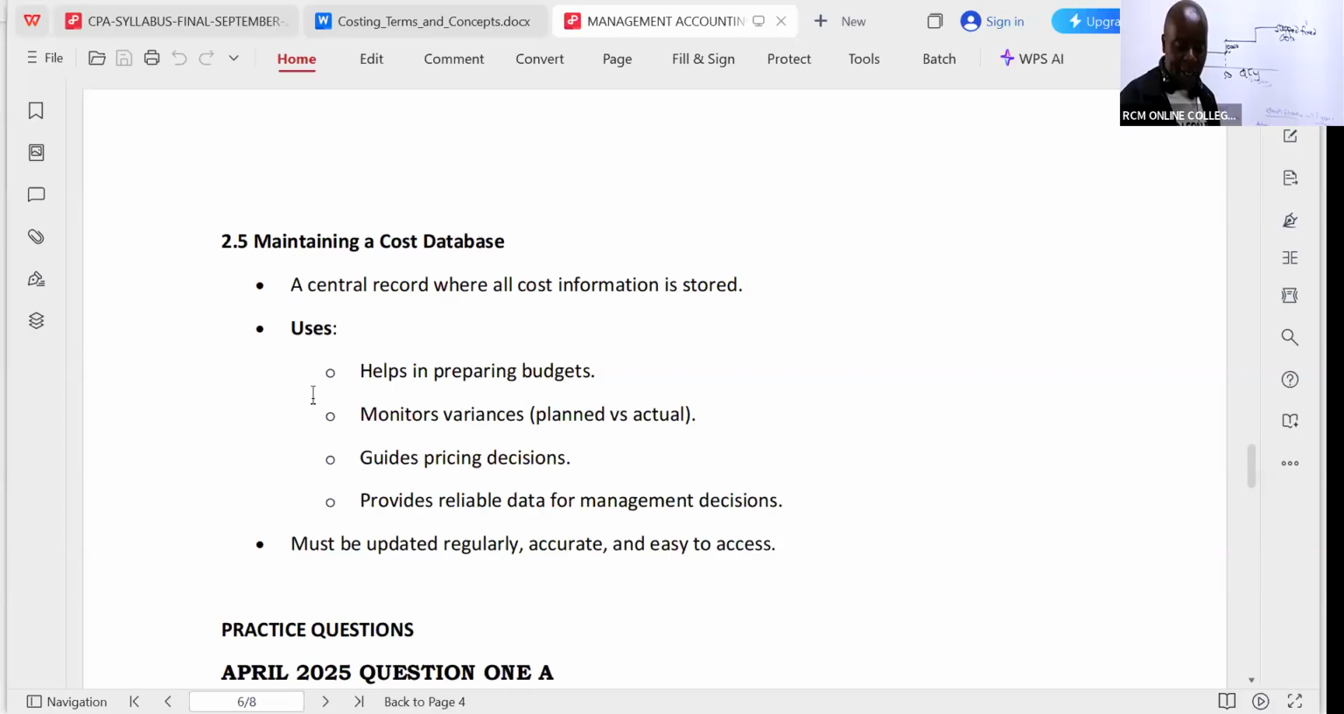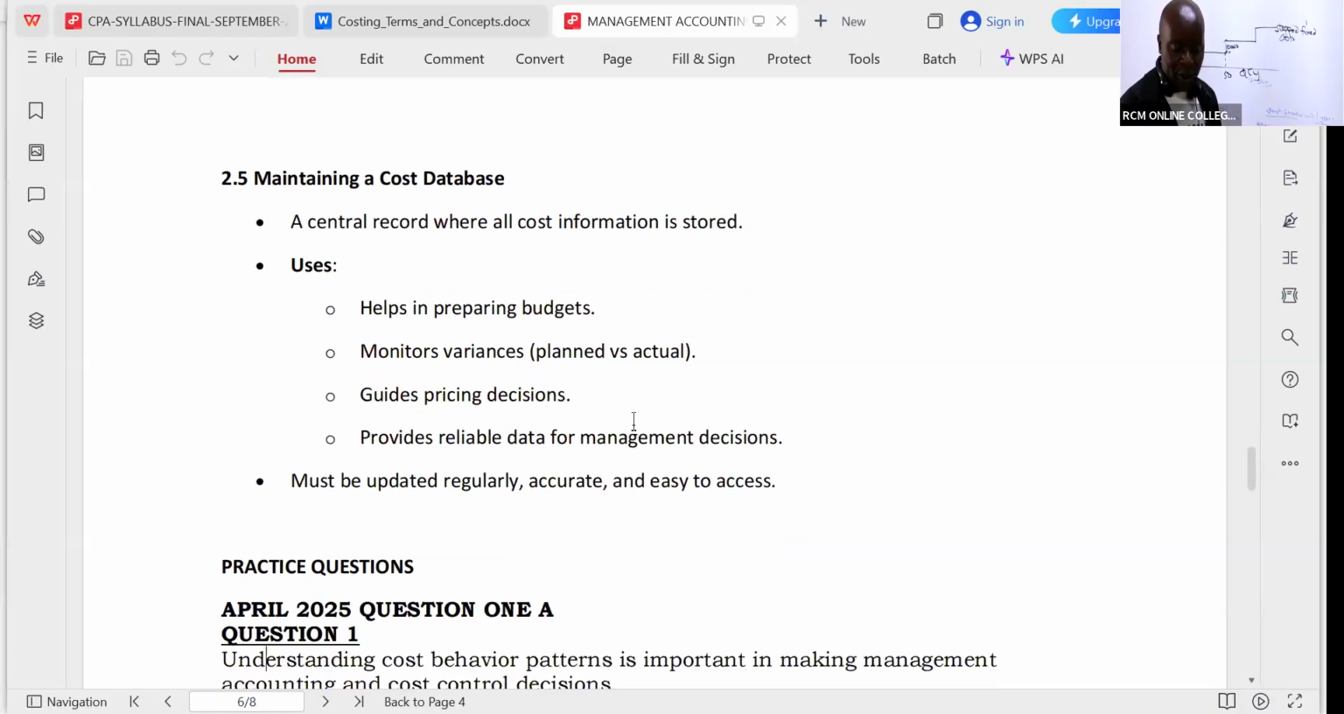All right. So maintaining a cost database means keeping a central record where all cost information is stored. That's what we call a cost database. Uses: it helps in preparing budgets, because now we have the total costs. It helps in variance analysis. There is a whole topic on variances. It helps us in pricing decisions. It provides reliable data for management decisions and control. This cost database must be updated regularly and accurately, and should be very easy to access by those who have authority to access, not by everybody. So that brings us to the end of this topic.